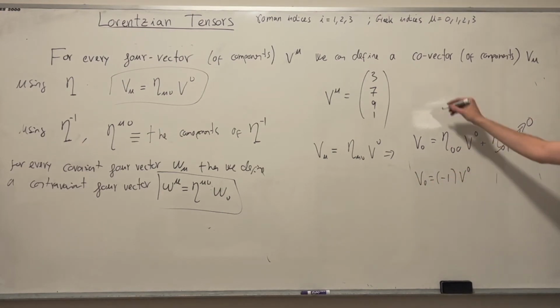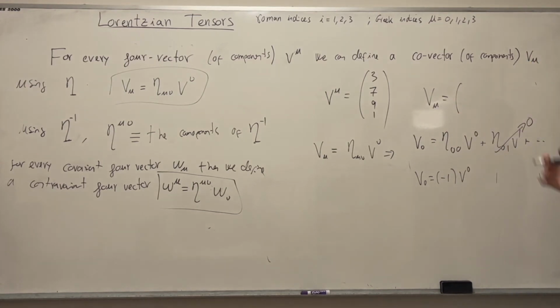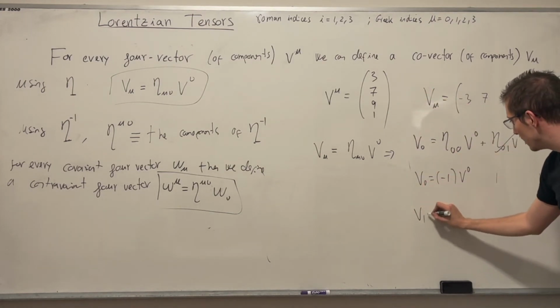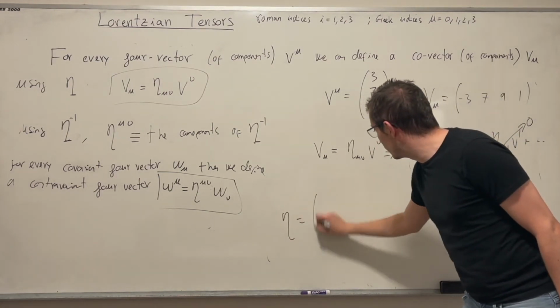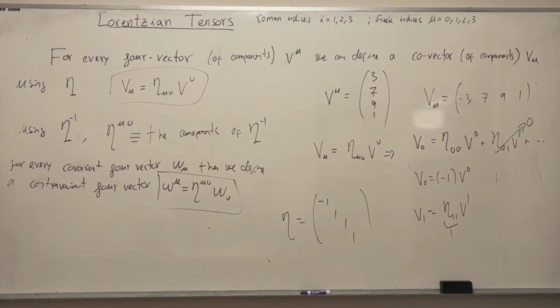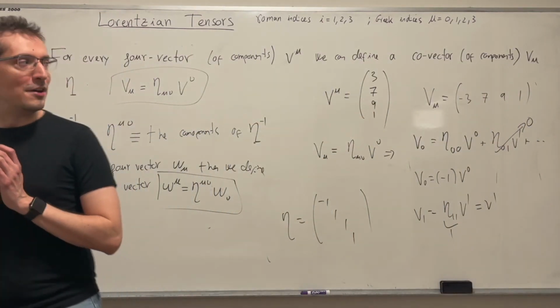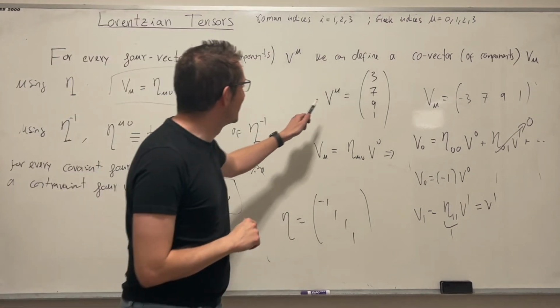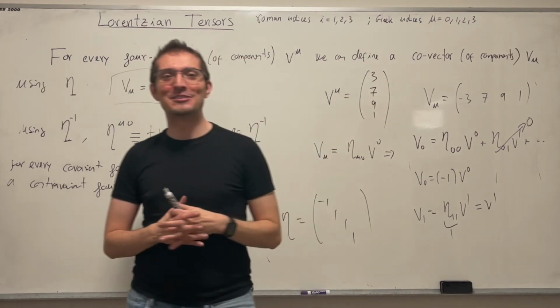So the signs change. If I want to write, just for your comfort, this as a row, even though I don't have to, that would be minus 3, 7, 9, 1. Okay? Because of course V1 would be eta 1,1 V1, and this thing is a 1, because remember that eta was minus 1, 1, 1, 1. And therefore, the other components have exactly the same sign. All right? But you see now that the bras and the kets, this is the ket, this is the bra, there's a sign of difference between the components of each other.